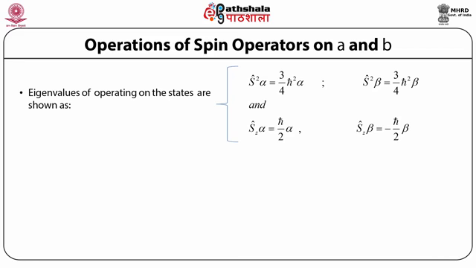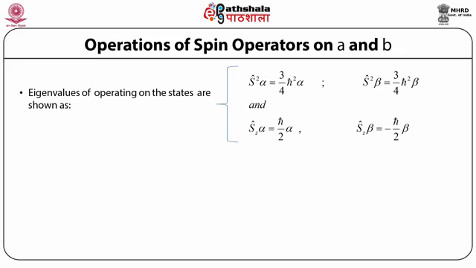So let us see that when the operator S squared acts on the eigenstate alpha, it gives us 3 by 4 times h cross squared alpha, where 3 by 4 h cross squared is the eigenvalue of this operation, and alpha is the eigenstate. Similarly, the operator S squared acting on the eigenstate beta gives 3 by 4 h cross squared beta, where 3 by 4 h cross squared is the eigenvalue and beta is the corresponding eigenstate, and h cross is the Planck's constant divided by 2 pi.